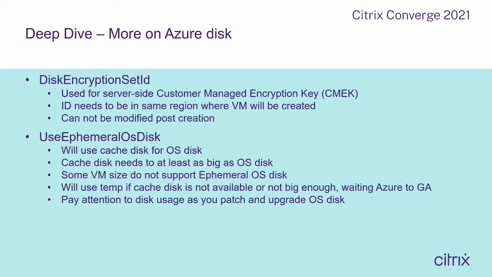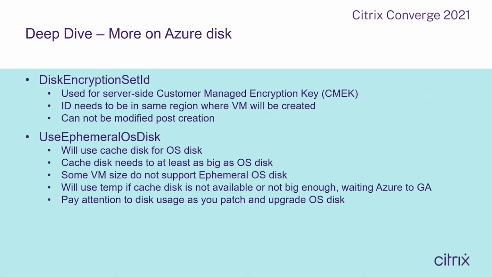However, not all VMs support that. Certain size VMs do not support ephemeral OS disk, and the other one is that your cache disk needs to be at least as big as your OS disk, right? So there are some limitations. Please be aware of that. And then we are working on, we actually completed a feature, but are waiting for Azure to GA, where if cache disk is not available but temp disk is available, or cache disk is not big enough but temp disk is big enough, we will actually use the temp disk for the ephemeral OS disk.